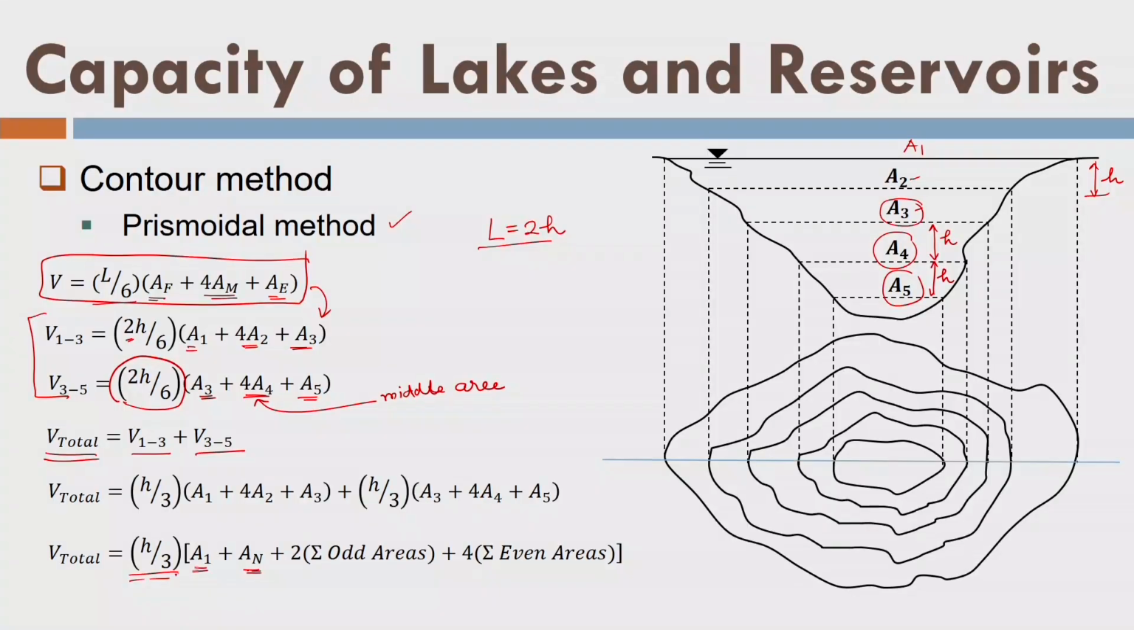We will take the contour interval h, and these areas are separated by the contour interval. Now I will take A1, the first area, and An, the last area, and the areas in between I will divide into odd areas and even areas. So A2, A4, A6 are even areas; A3, A5, A7 and so on are odd areas. Then I will use this formula straight away. So that is the prismoidal method.